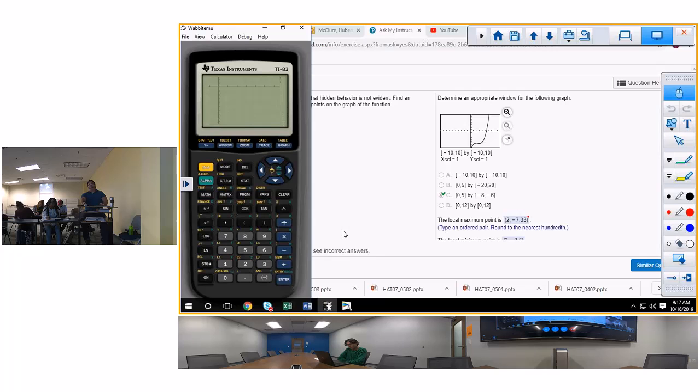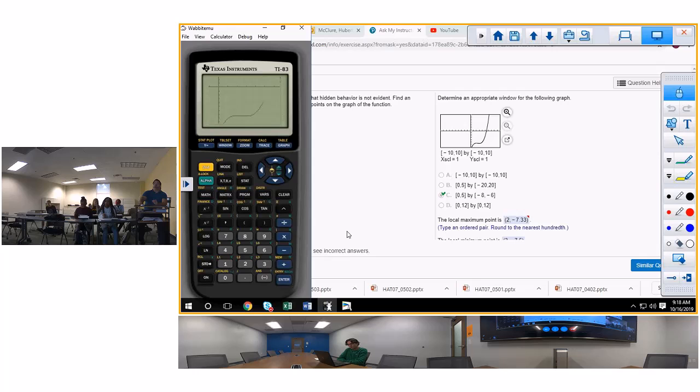All right, there it is. Now, it looks like you still have to zoom in right here to make sure, but let's look at the window because they're asking for a window here. So let's go to window.